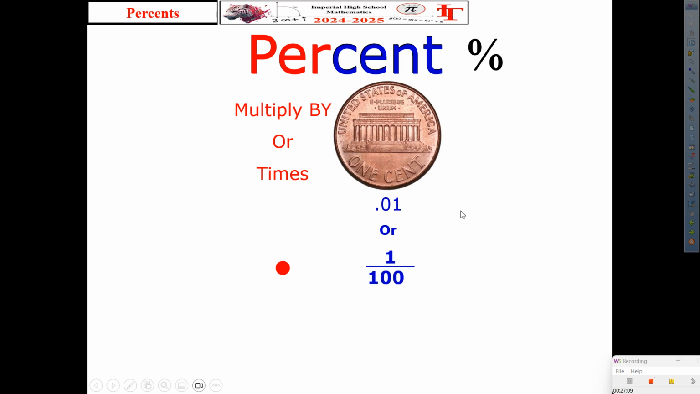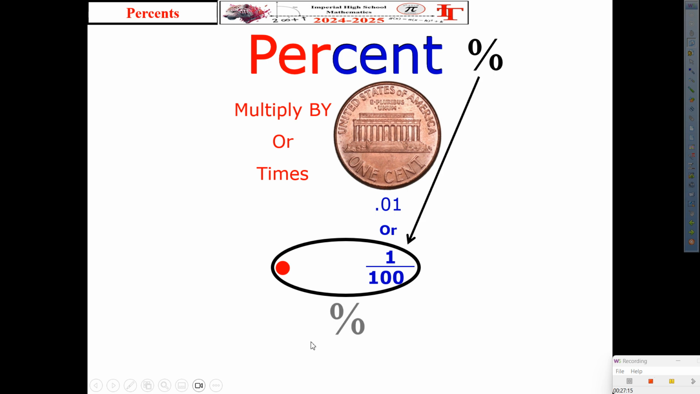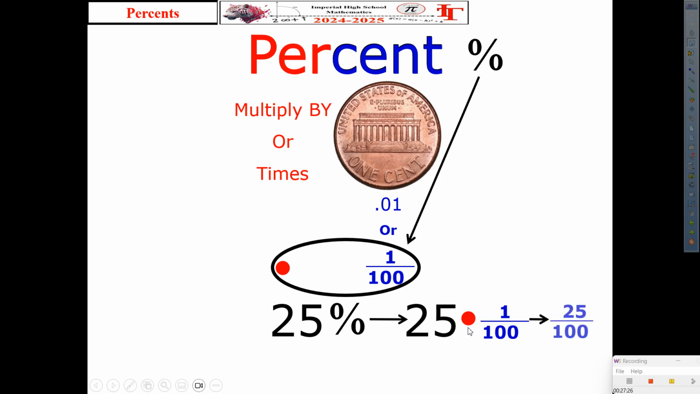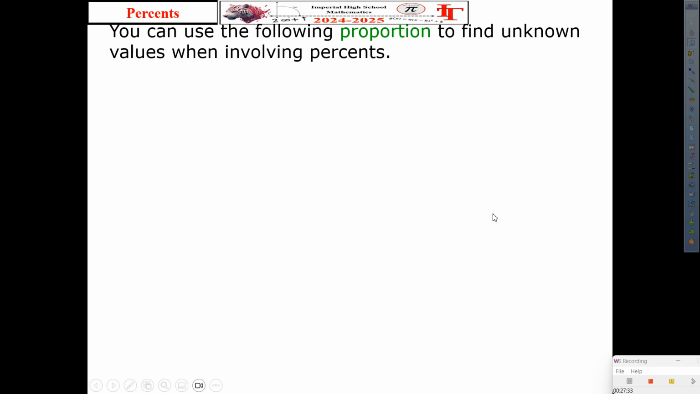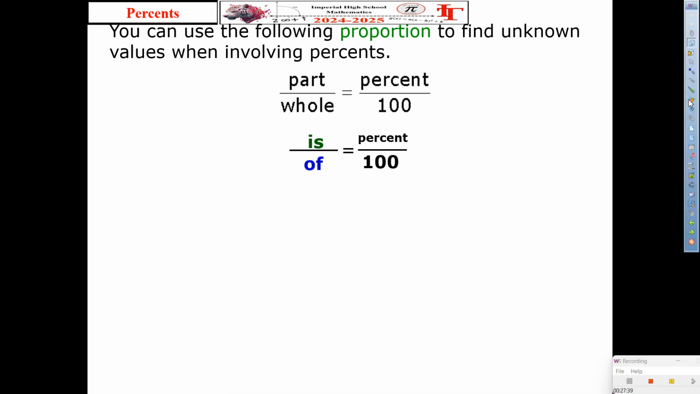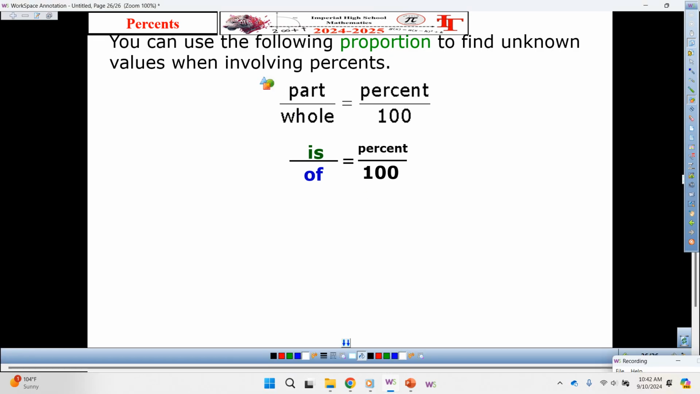So when someone says this symbol, percent, and somebody says 25%, this means 25 times 1 over 100. The reason, once again, I'm bringing percents in is because you saw percentages, and you're going to continue seeing percentages in everything you do from day to day. So there's a proportion that I like to use, which is this one right here. So copy that proportion, please. Is over of equals percent over 100. Copy that.